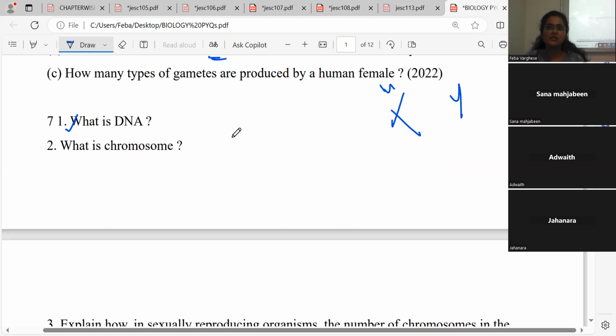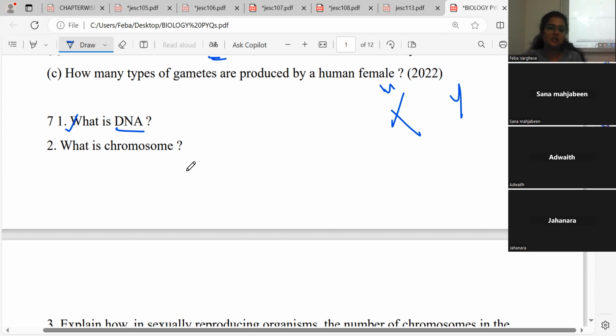Deoxyribonucleic acid. It is a polymer in which the genetic information is stored, and it is contained in the nucleus of a cell. Okay. What is a chromosome? Chromosomes are rod-like structures that carry the hereditary information from one generation to the next. Yes. And they contain DNA and proteins in them.